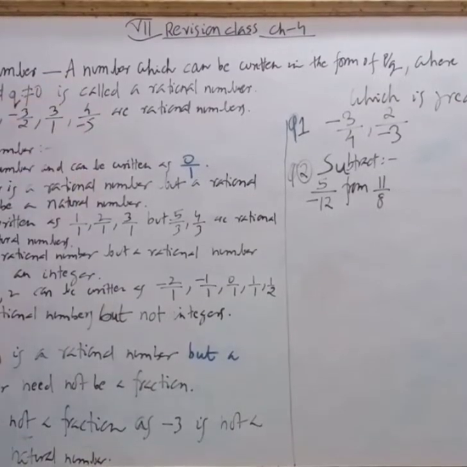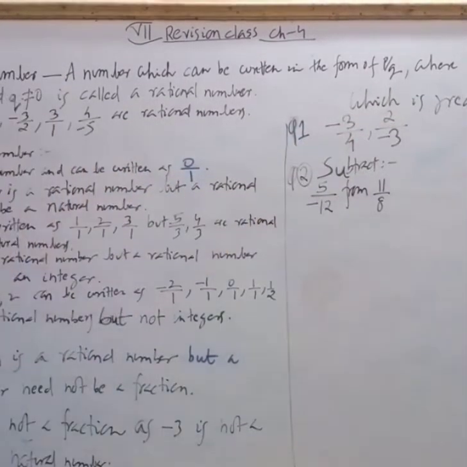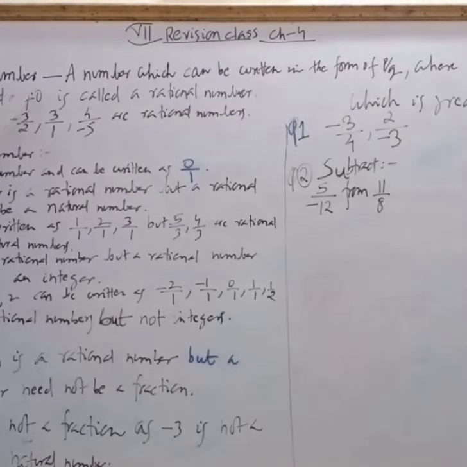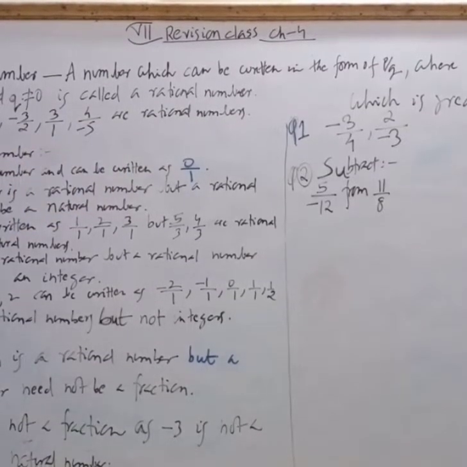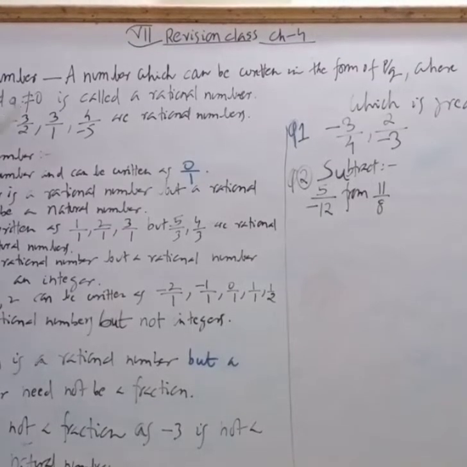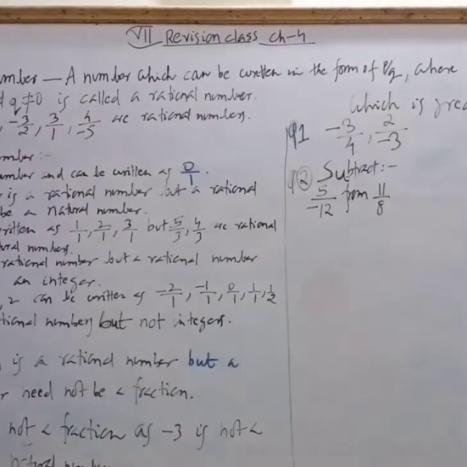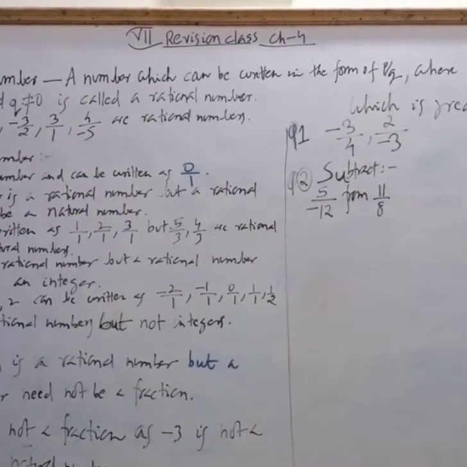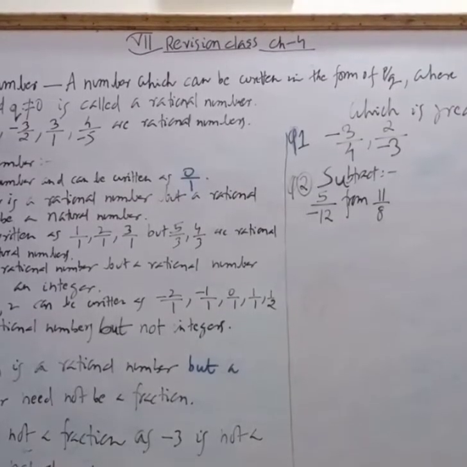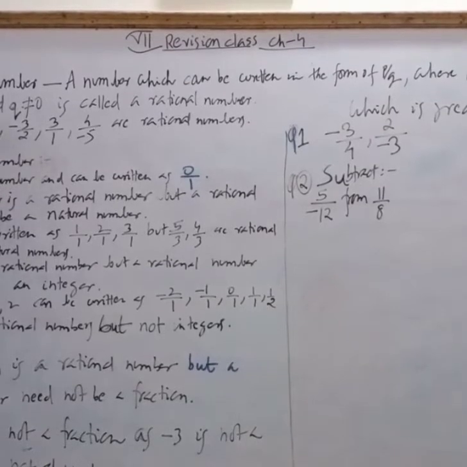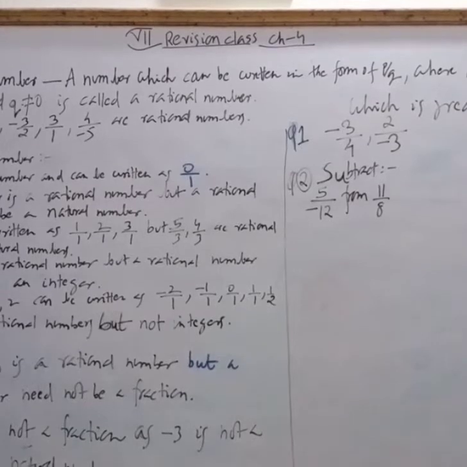A number which can be written in the form of p by q, where p and q are integers and q is not equal to 0, is called a rational number. Examples are 2 by 5, minus 3 by 2, 3 by 1, 4 by minus 5. If I take one example, 2 by 5, the 2 is called numerator and 5 is called denominator, which is also called p by q.